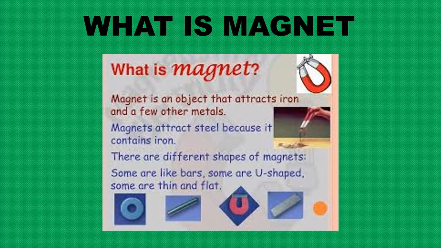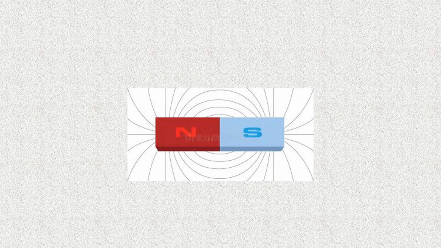Well, first of all, let's see what is a magnet. A magnet is an object that attracts iron and a few other metals. A magnet also attracts steel because it contains iron. There are different shapes of magnets, like bars, some are U-shapes and some are thin and flat. There are always two poles in a magnet, which are the North Pole and the South Pole. Magnetic poles are always in pairs. You will never find a magnet that has only a North Pole or only a South Pole. The region around the magnet is called the magnetic field.